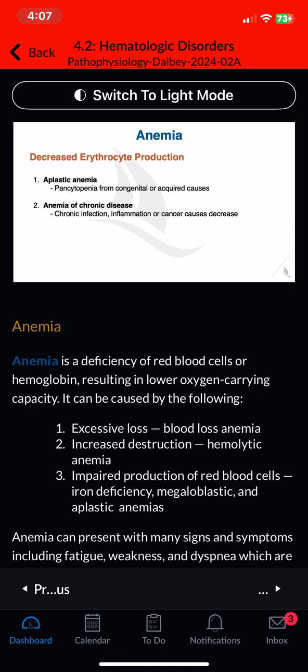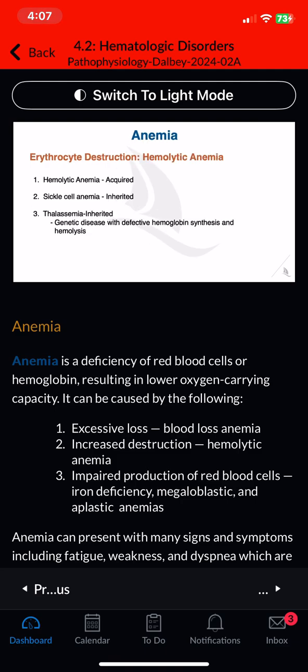There is also what we call anemia of chronic disease. And here, chronic infections like HIV, inflammatory disorders like rheumatoid arthritis, or cancer can decrease our red blood cell production. An increase in erythrocyte destruction can also lead to anemia. Hemolytic anemia is caused by hemolysis of our red blood cells, and here it can be acquired or inherited.